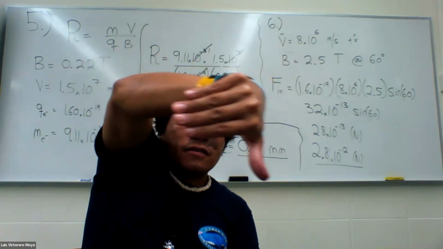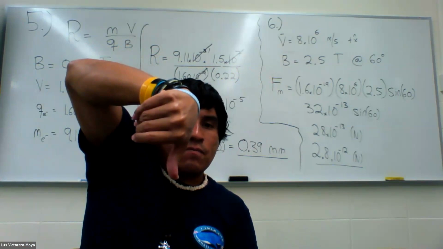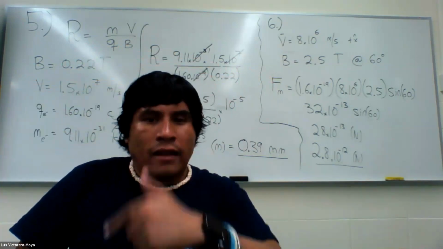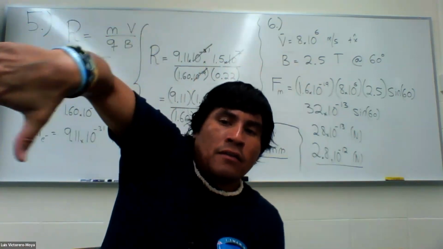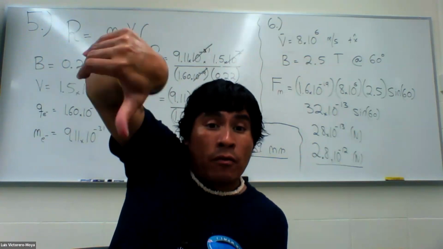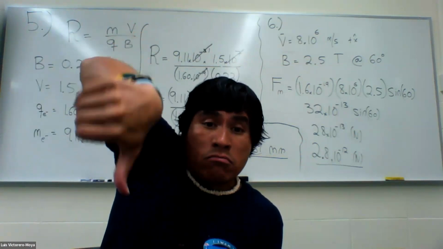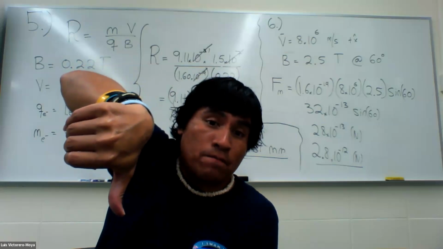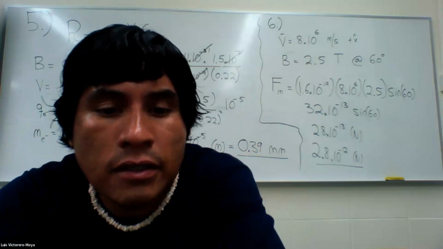It's going like this, and then your fingers have to go out of the page. All right, don't do it like this. Well, first of all, the electron is going like that. Don't use your left hand. Be careful. So you want to do it like this. So that means it should go down, right? But remember, it will go down if the charge was positive. But in the problem, it's an electron, so it goes up.